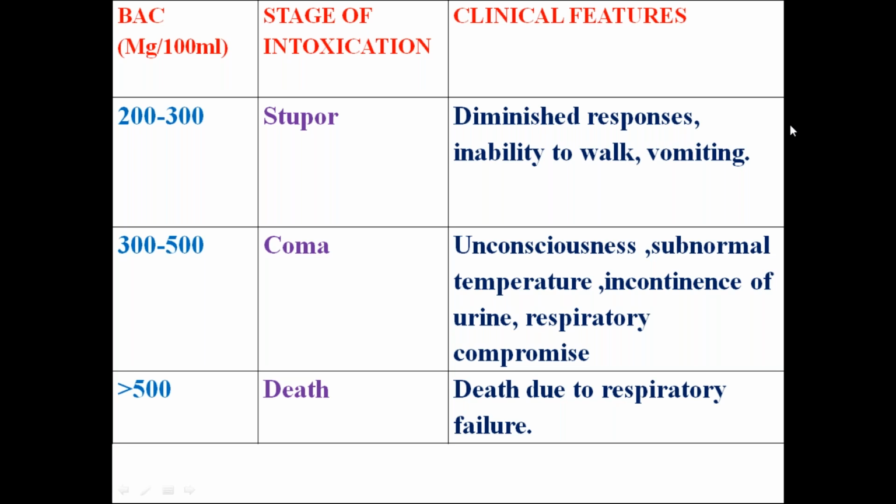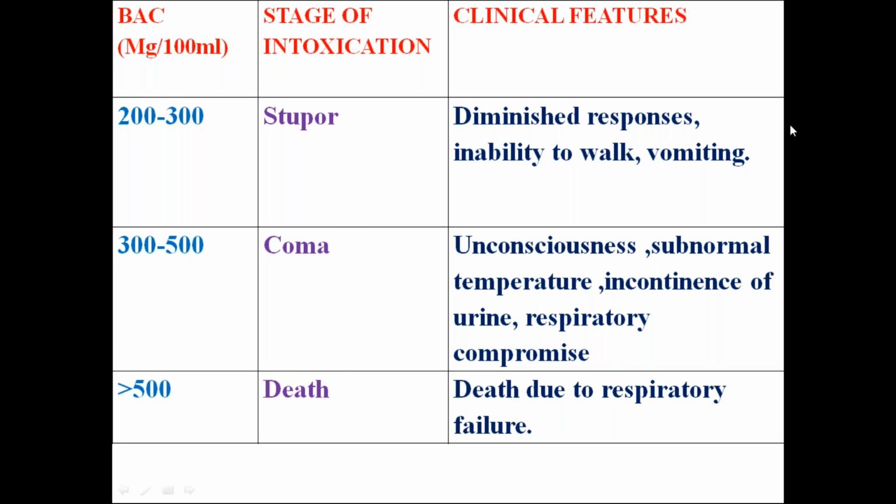And next is stage of coma. If the blood alcohol concentration is about 300 to 500, the person will land in stage of coma where he will be unconscious, his temperature will be subnormal, he will have incontinence of urine, and then there is respiratory compromise. And then if the alcohol concentration in the blood is greater than 500 milligrams per 100 ml, then death will occur. Death is due to respiratory failure. So death can occur if the alcohol concentration is greater than 500 milligrams per 100 ml.